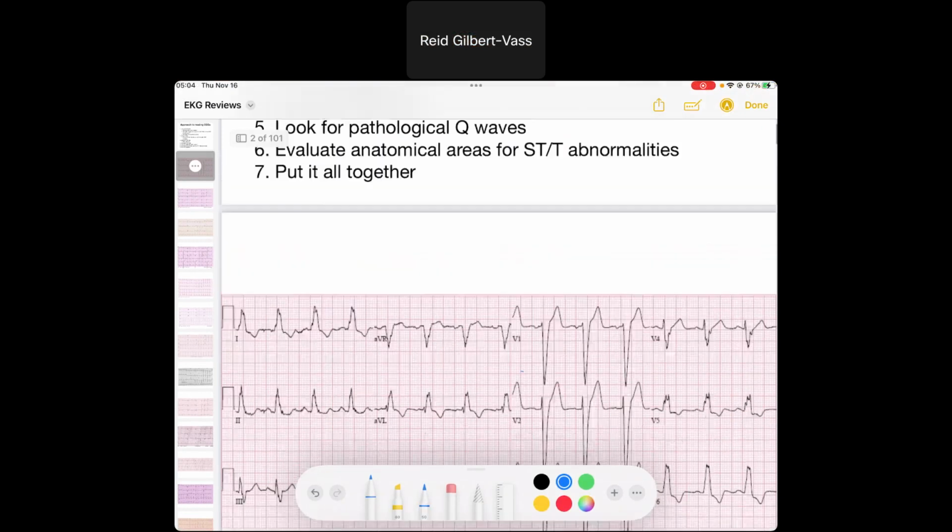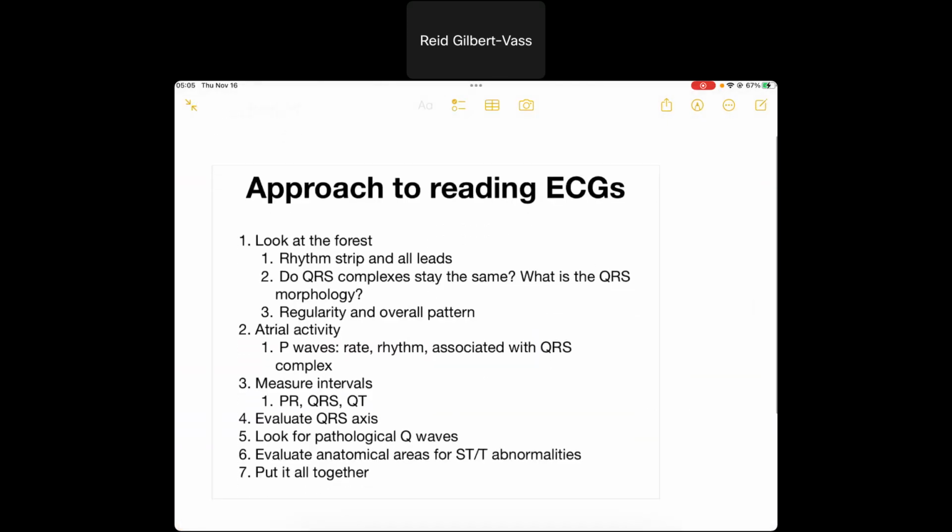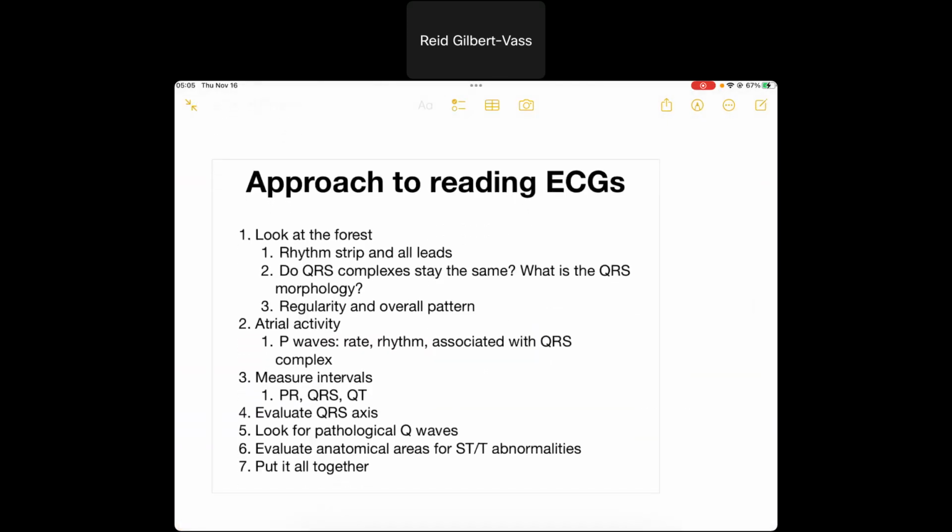And actually, what I'm going to do first is just go through my approach to EKG. First thing I do is look at the overall rhythm, and I determine, is it regular? Is it irregular? What do the QRSs look like? Are they wide? Are they narrow? Do they have a certain pattern to them or morphology that might stick out to me?